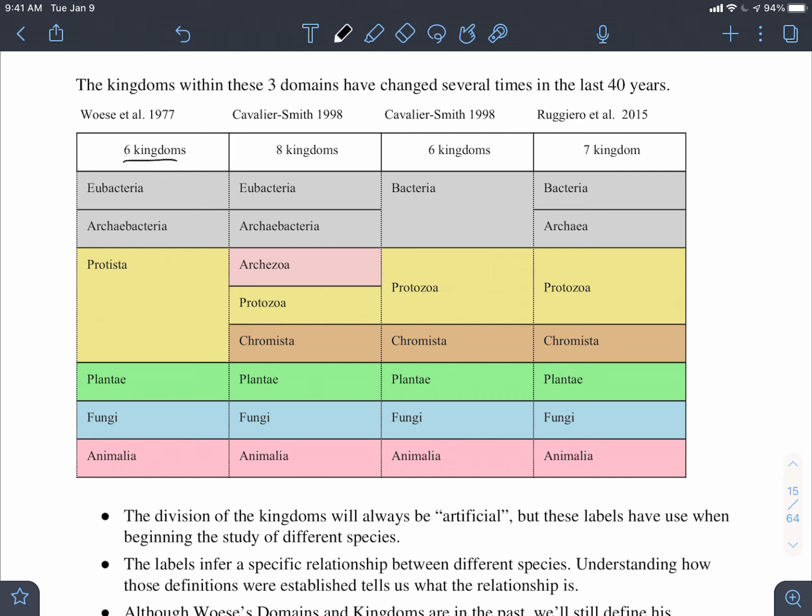And then Cavalier-Smith in 1998 proposed eight kingdoms. I don't know what they were doing, but they wanted to show that there are some of these protists that are kind of archaea-like. And there are some protists that were kind of plant-like, so they called them chromista. And so chromistas have plant-like characteristics. And then these archaeozoa had some archaea-like characteristics.